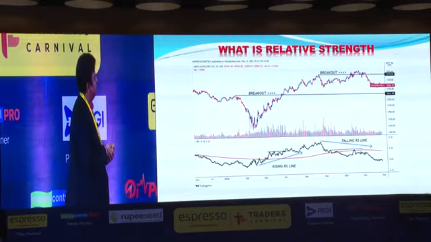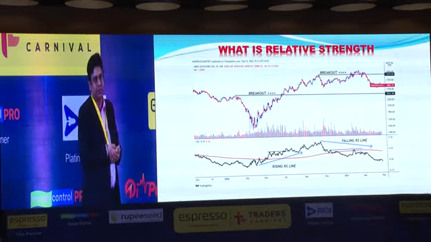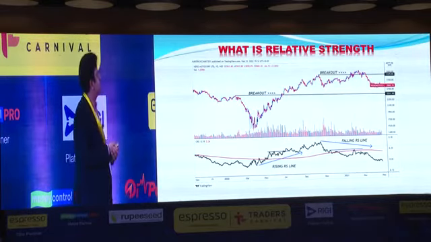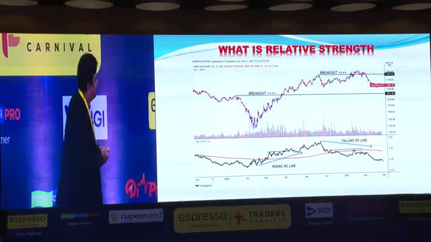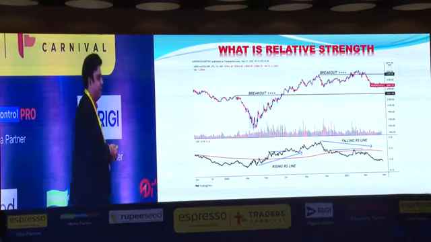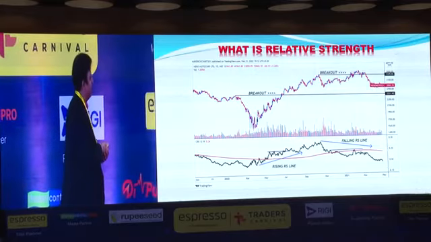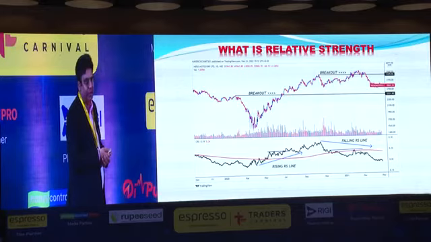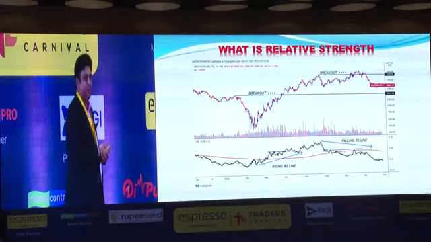Same chart, you can see one breakout is working and the other breakout has failed. This is Hero MotoCorp, the daily chart. What we are seeing is that during the first breakout, my RS line was rising. It was above the 200-day simple moving average line. The last swing high on the RS line was taken out just before the breakout. So the breakout worked well.